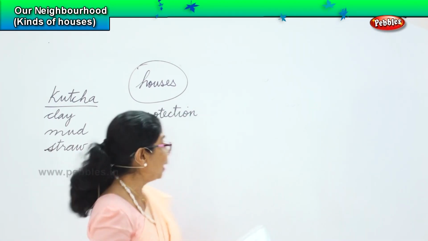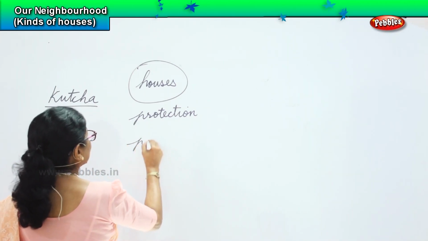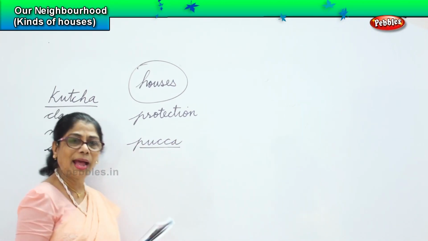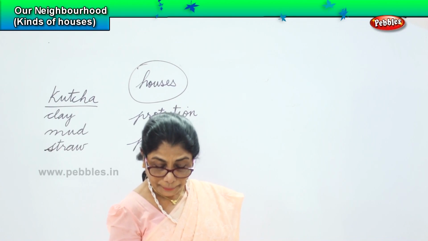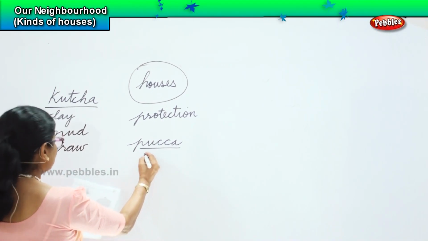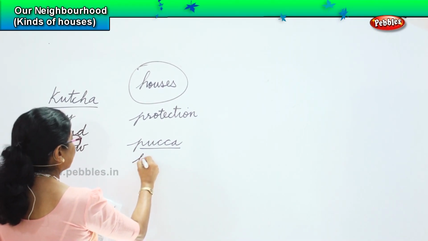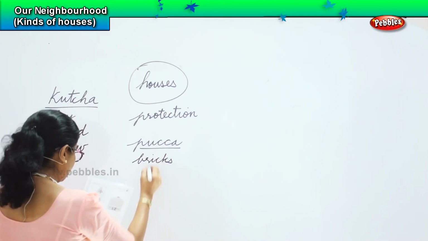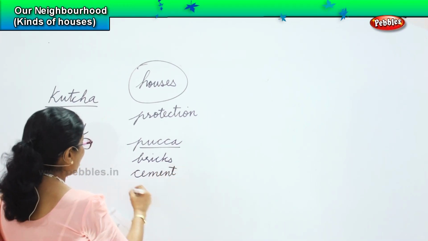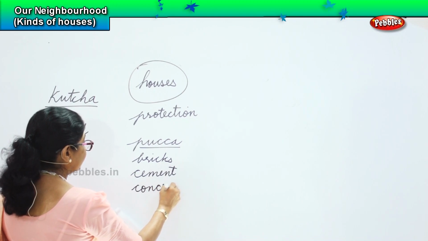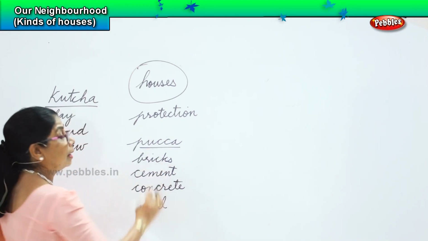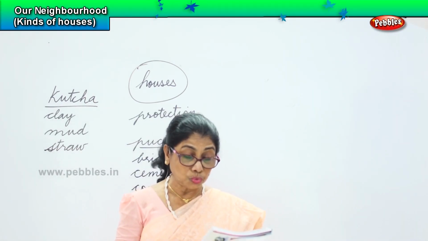Another type is pakka house. When you say pakka house, these houses are made of bricks, cement, concrete, steel. So how do you make a pakka house? Bricks or large stones, cement, concrete, steel. All this is used to make a pakka strong house.